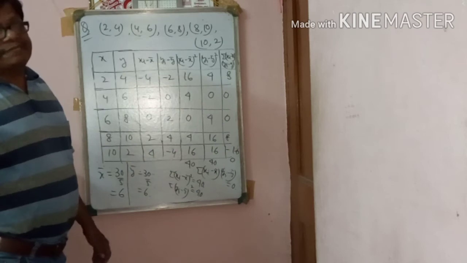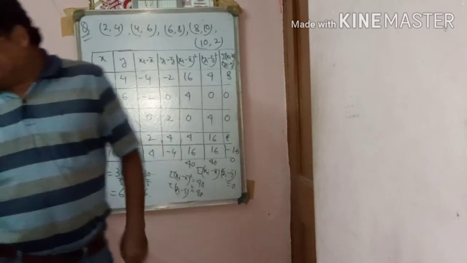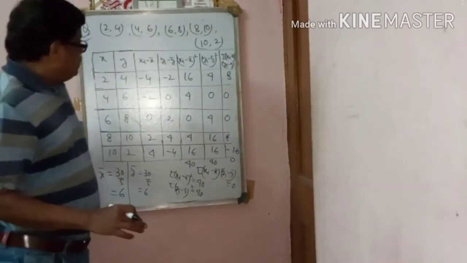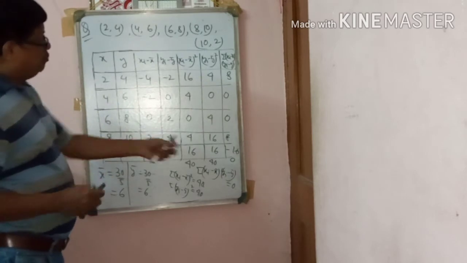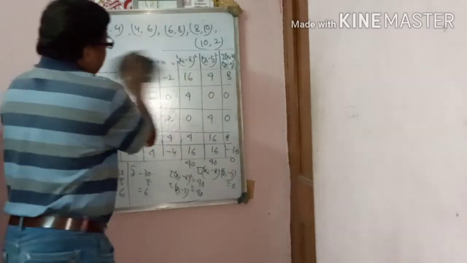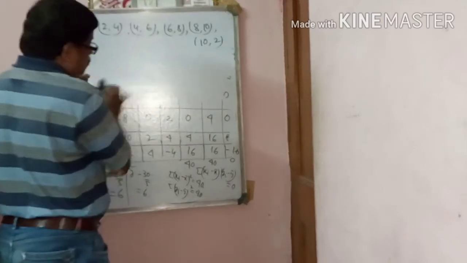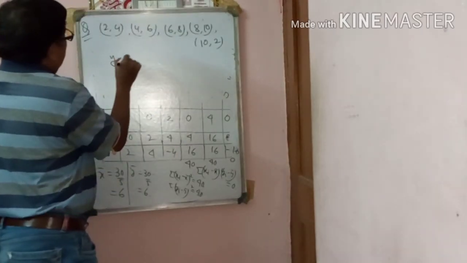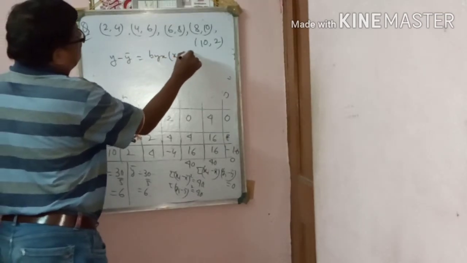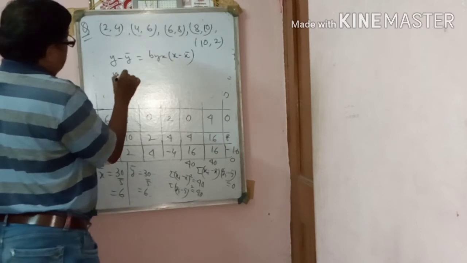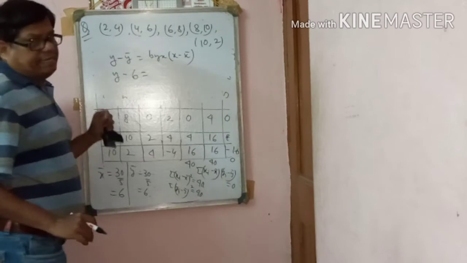Now the regression equation of y on x: y minus y bar. Here the data has a few mistakes, that's why this will be 0. I am showing it here, no problem in that. So y minus y bar equals byx into x minus x bar. So y minus y bar is 6, equal to byx.